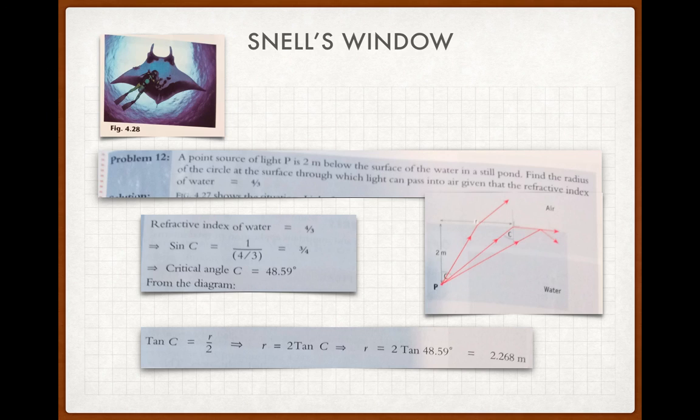If you're looking for the area here, you would square that radius and multiply it by pi, because the area of a circle is pi r squared.